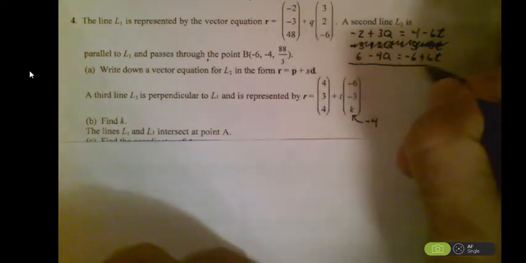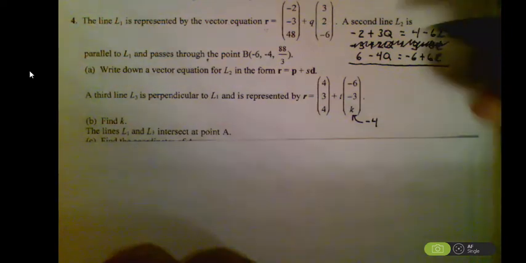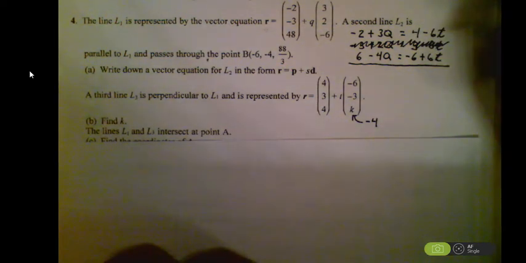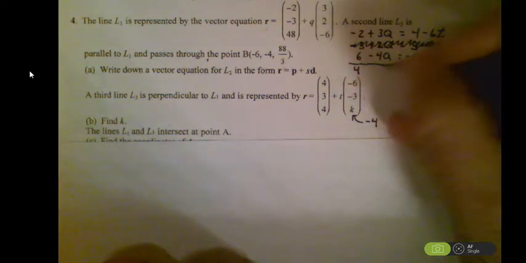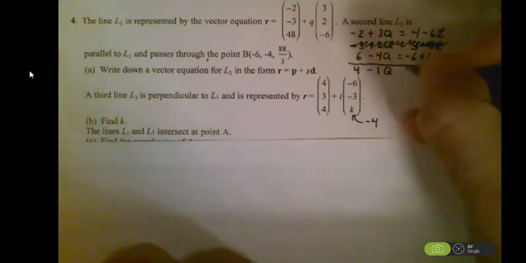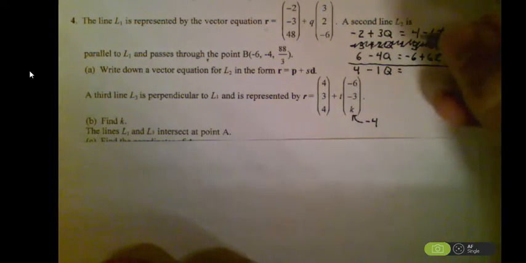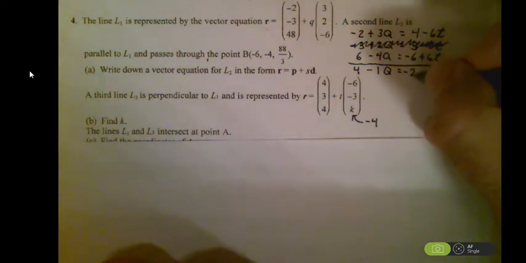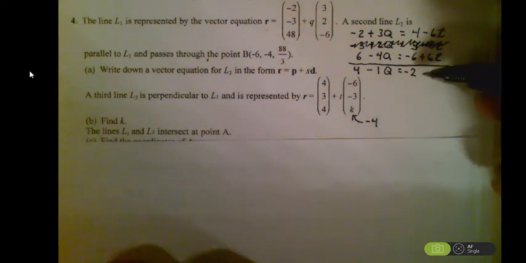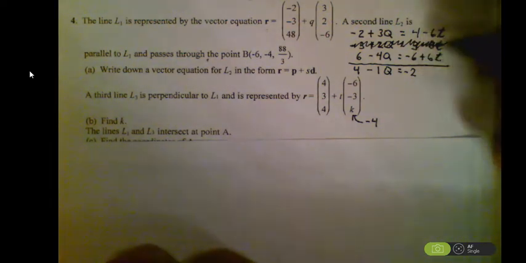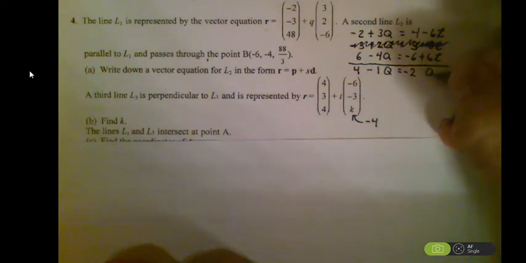And now if I just add those two equations together, my t's would get eliminated, and so I get my variable for q. So if I add straight down, I got my 4. This gives me a -1q. Let's see, right here we're looking at -2. My t's got eliminated, so now I have a simple equation to solve. So it looks like on that one we get q equals 6.